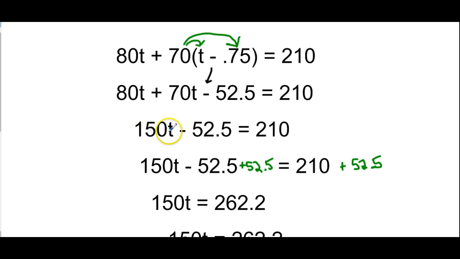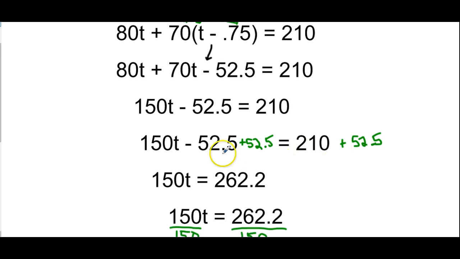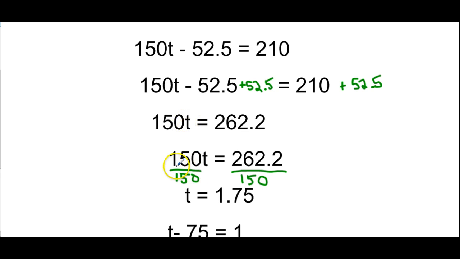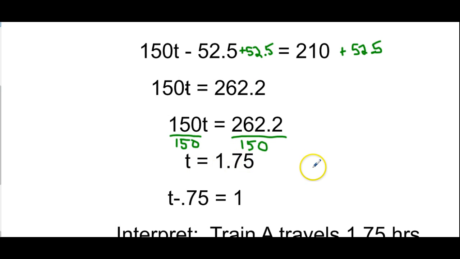Okay, now we got to get this 150t alone. So how do we undo subtraction? What's the opposite of subtraction? Addition. So add 52.5 to both sides to keep your equation balanced. Okay, you eventually get 150t equals 262.5. Now to solve for t, you divide both sides by this number, 150, because this is really multiplication going on here. How do you undo multiplication? You divide, and you get t is equal to 1.75. And this was train A's time.